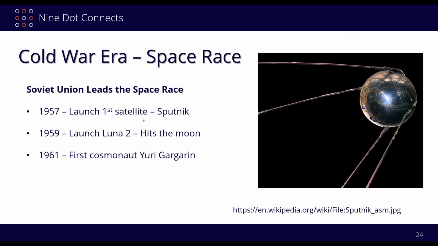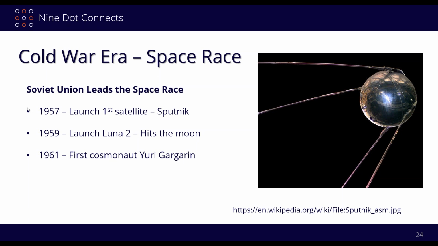All right. Now, so we start getting into the Cold War era, and in particular the space race. So in the late 1950s, the Soviet Union starts leading the space race in several ways. They're the first ones to launch Sputnik. They're the first ones to launch Lunar 2, which is to hit the moon, and they hit it. And then the first cosmonaut, Yuri Gagarin, is the first human to go around the Earth and come back down safely.